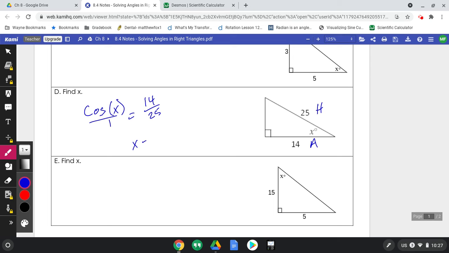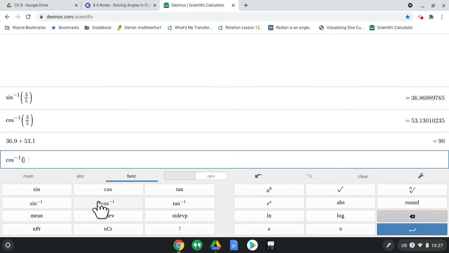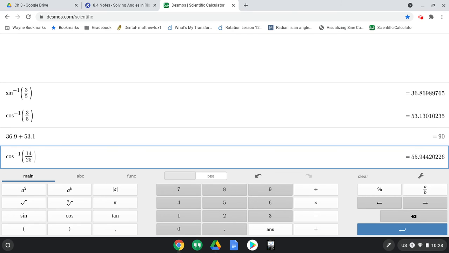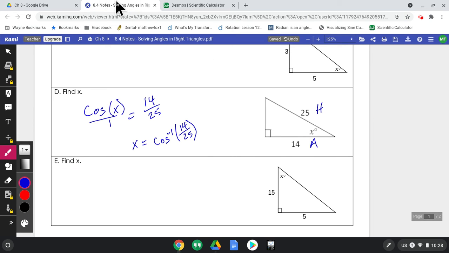All we have to do to get X is take that inverse of cosine. So we go back here, inverse of cosine of 14 divided by 25, close your parenthesis, hit enter, and we will get 55.9 degrees as what our X is. So hopefully, if you were good at SOHCAHTOA, this shouldn't be that much more difficult. In fact, it might be a little quicker sometimes.